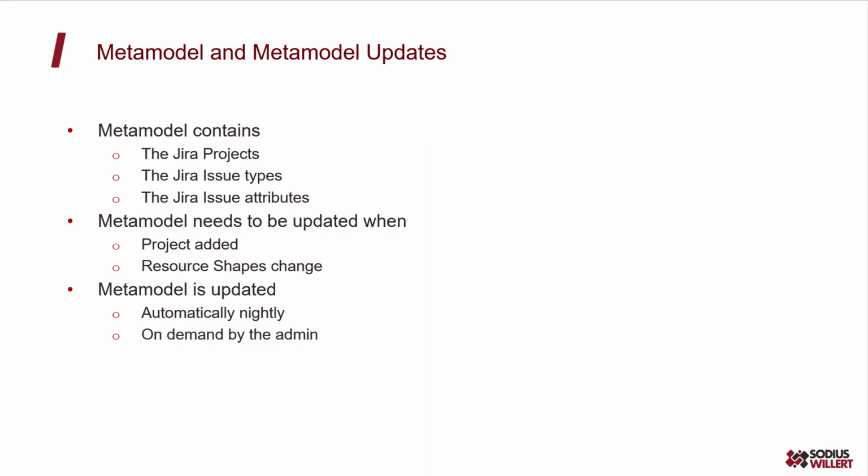And then Metamodel and Metamodel updates. The Metamodel consists of all the projects that you have, all the Jira issue types, all the attribute types. Those are the important things for us to be able to structure a report.